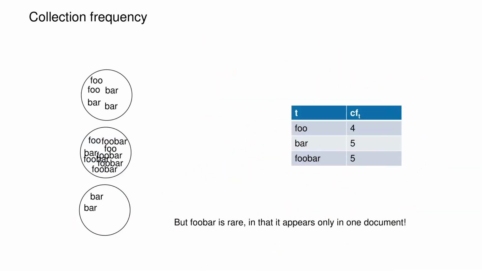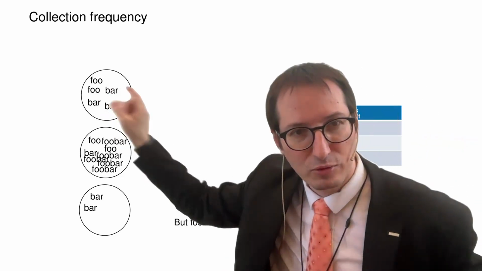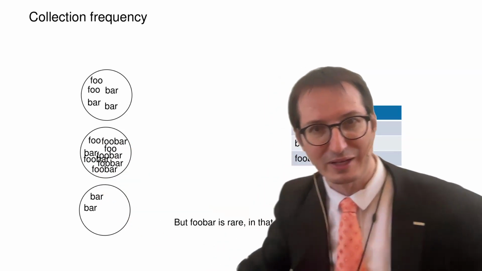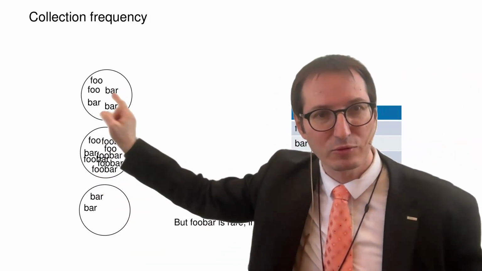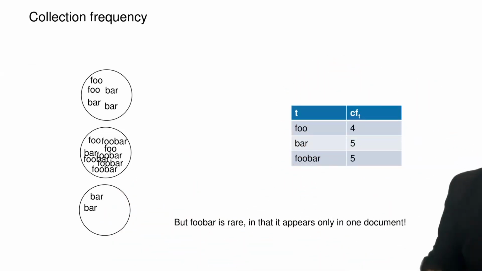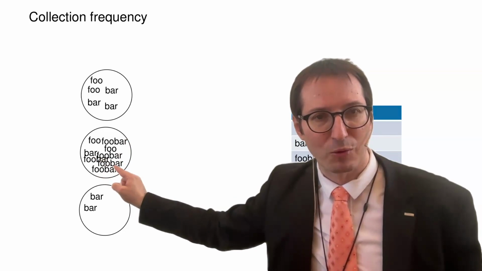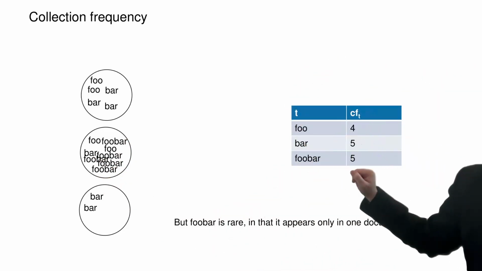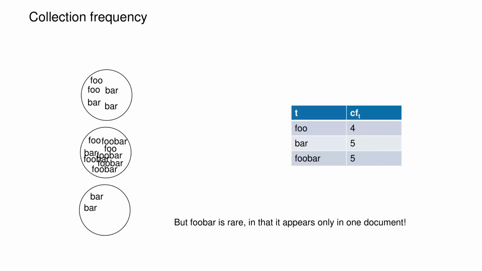Well, you might think of the collection frequency. That is the number of times that a term appears in the collection. That's how rare it is, or how frequent it is, right? So for example, if we look at this collection of 3 documents and at the 3 terms foo, bar and foo bar, we notice that term foo appears 4 times in the entire collection. You see, it's 1, 2, 3, and 4. Bar appears 5 times, and foo bar appears 5 times. So that would be what we call the collection frequency: 4, 5, and 5.